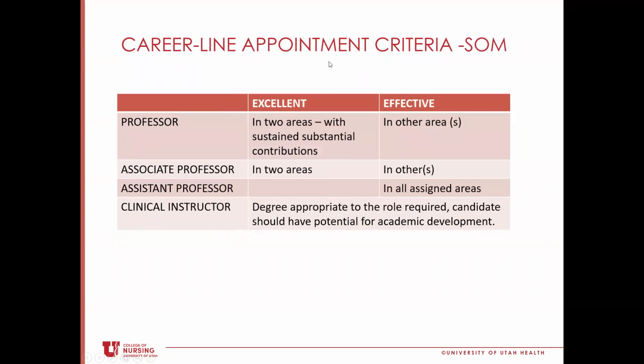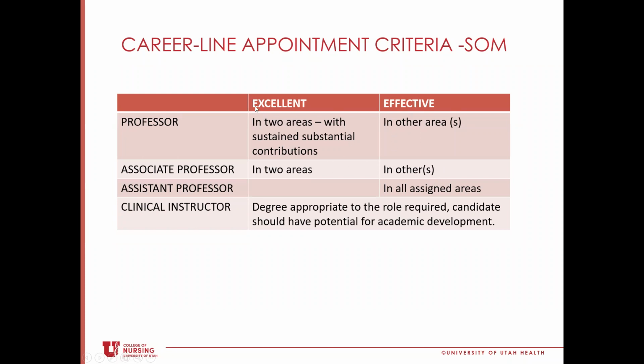This is sort of what the School of Medicine criteria looks like in a different table. They don't break this down as excellent and very good. They just use the traditional effective and excellent categories. So again, you can see this similar progression. At the assistant professor level, you need to be effective in all of your assigned areas. To reach associate professor, you need to be excellent in 2 aspects of your work. That could be teaching, investigation, service, and clinical practice. But then you need to be effective in the other 2 or the other 1, depending on what you do.